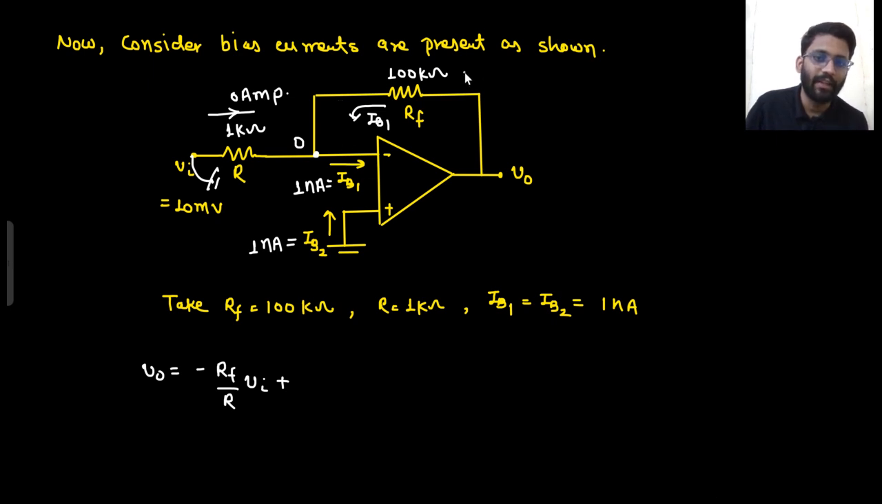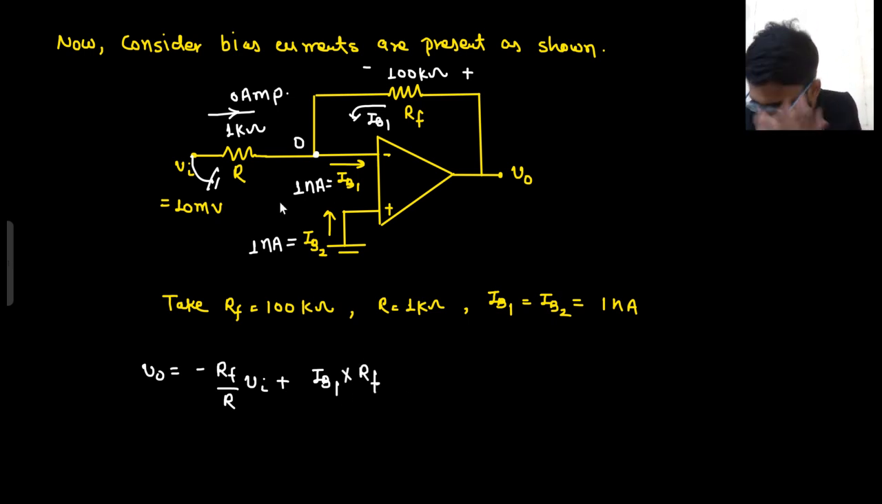So this IB current will give the drop like this, right? So what will be your V0 voltage? V0 voltage will simply be IB1 into RF. That's it. There is no effect of IB2. Did you understand this point? There is no effect of IB2 at all. IB2 has no effect here because it was going into the positive node. It has no relation with V0.